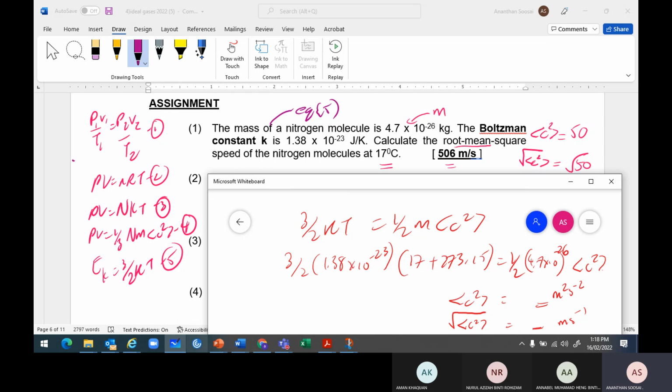Okay, take down the working. I hope you had this idea earlier. 3/2 kT is half mc squared. So to get 506 meter per second. You only got 506, very different from 506.